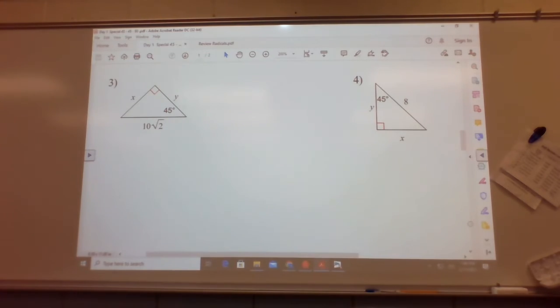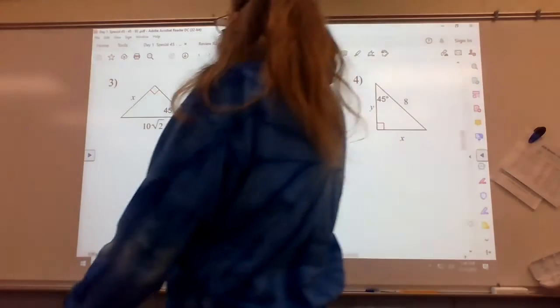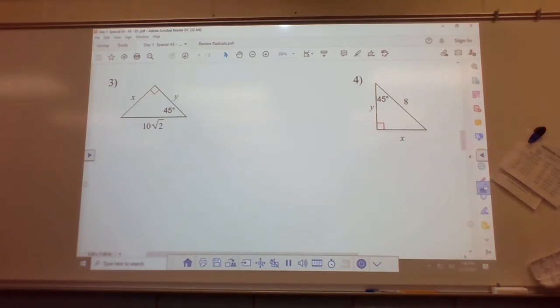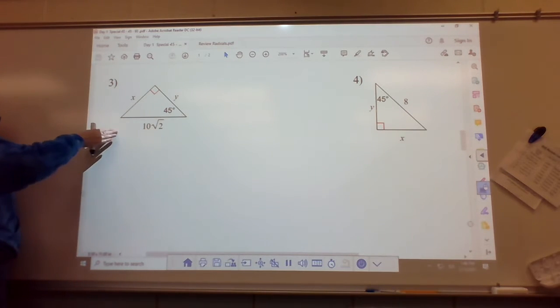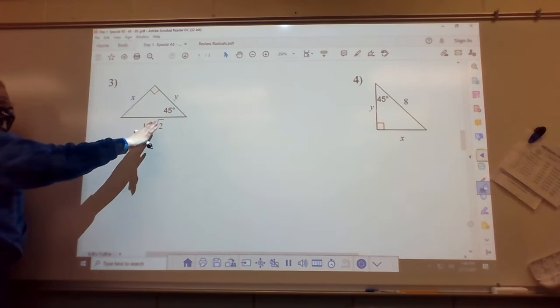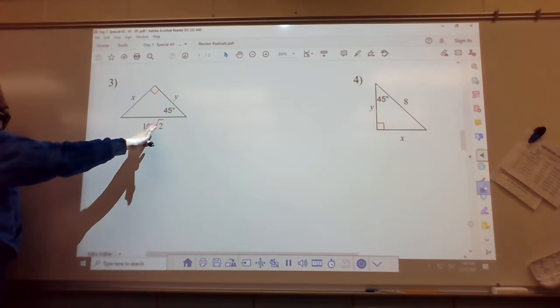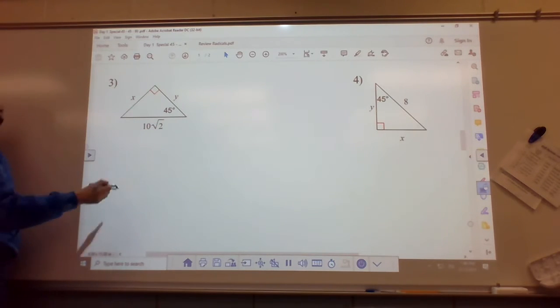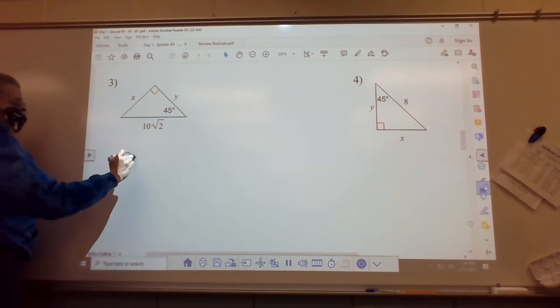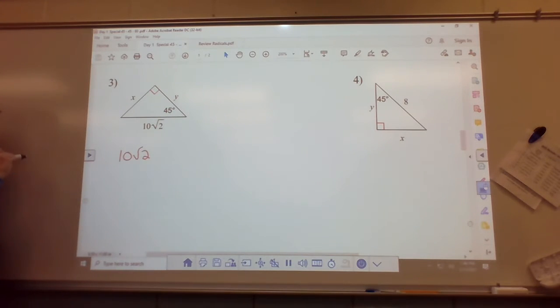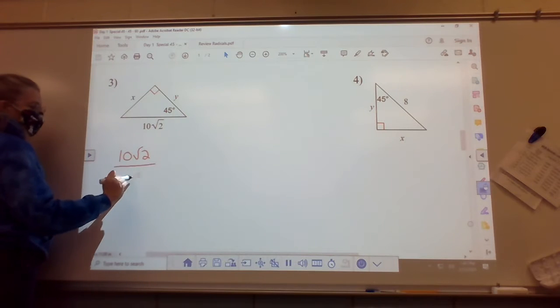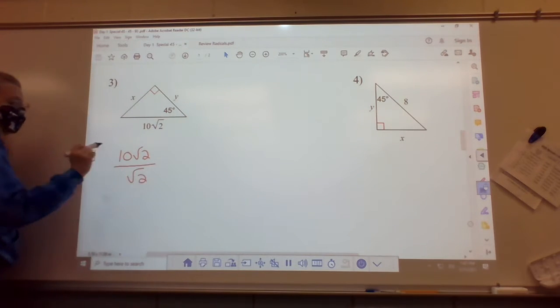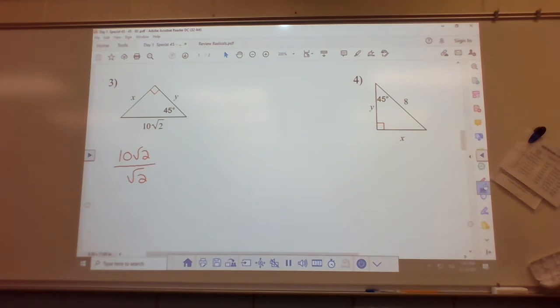Number 3, I give you a 10 radical 2. Where's the 10 radical 2? Hypotenuse. It's the hypotenuse this time. So if I give you the hypotenuse, I got to backtrack to a leg. And what did I say at the top that I have to do, hypotenuse to leg? Divide by the square root of 2. Right. And we know from the worksheet from last week, division is actually a fraction. So if you're dividing, you're going to make a fraction and put the square root of 2 on the bottom of a fraction.